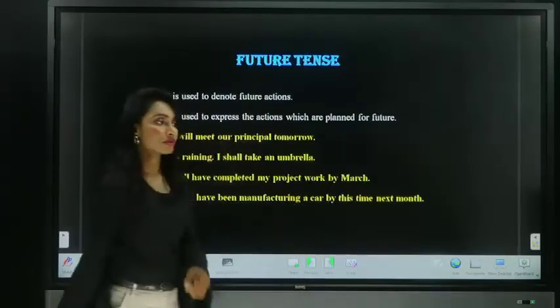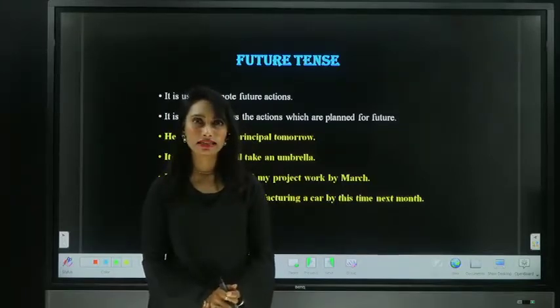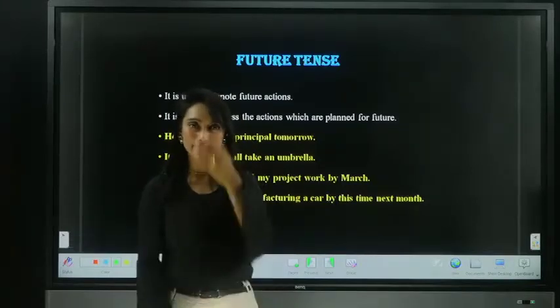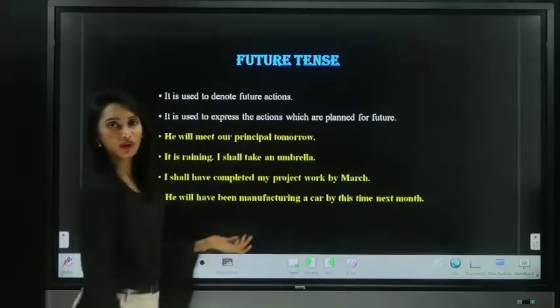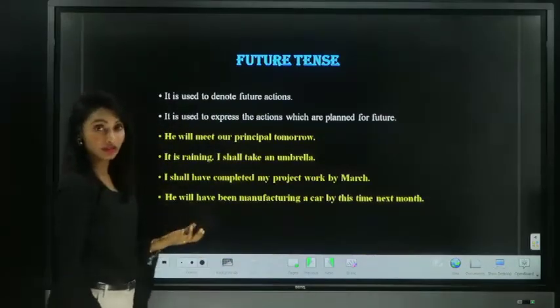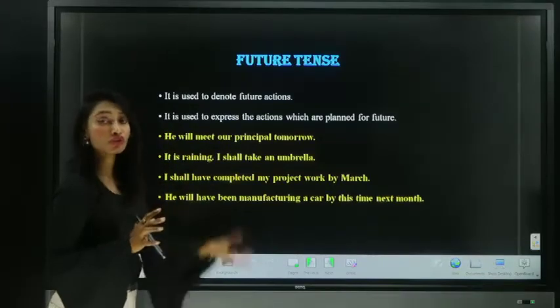All right. So let's begin today's session. As we discussed yesterday, the present and the past tenses, today we are going to discuss the future tense. So what is the future tense? What does it denote? Let's see that. Future tense generally talks about future actions.